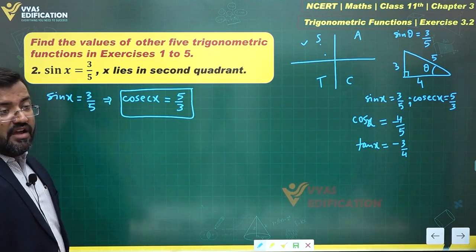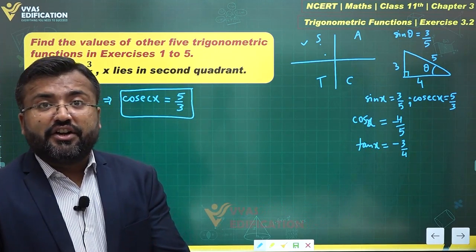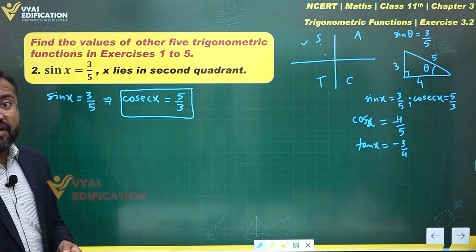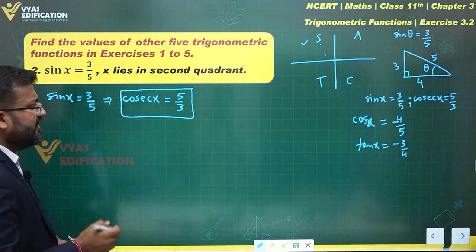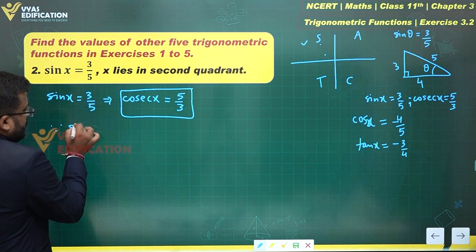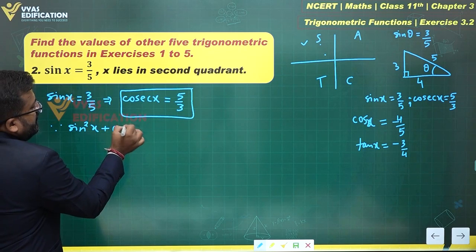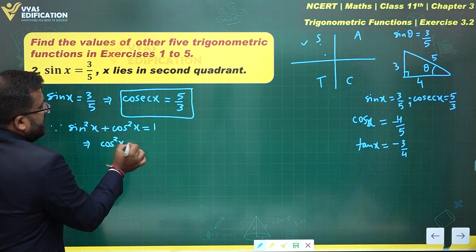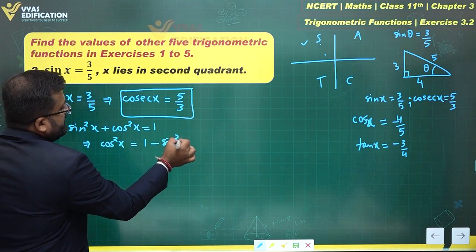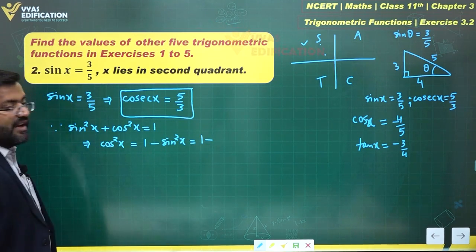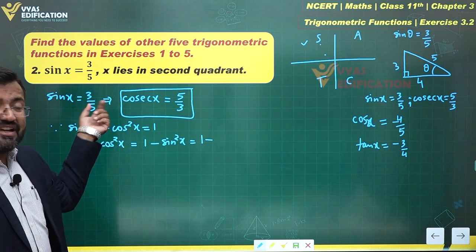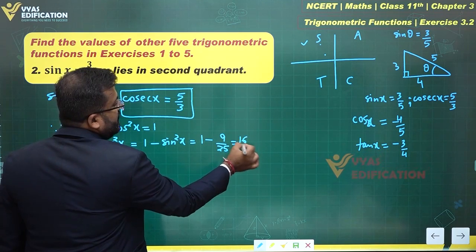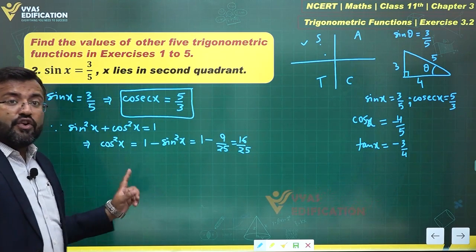Now relate sin x to some other trigonometric ratio. What is the identity between another trigonometric ratio and sin x? Well, we have a simple identity, sin square x plus cos square x equals 1. This gives me cos square x equal to 1 minus sin square x. Sin x is 3 by 5, so sin square x would be 9 upon 25. This will be 16 over 25. Now this is the value of cos square x.